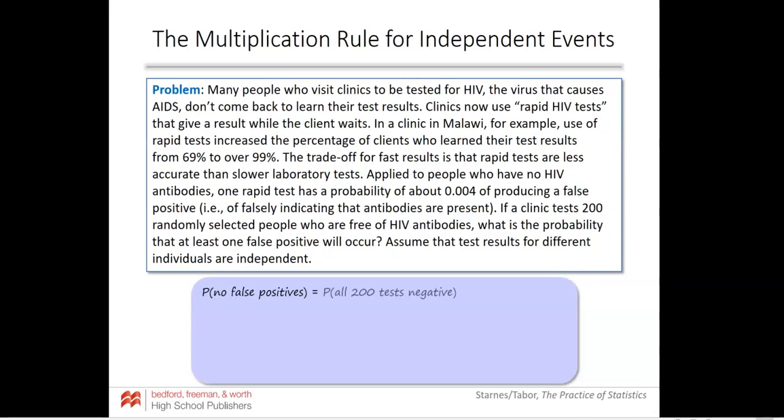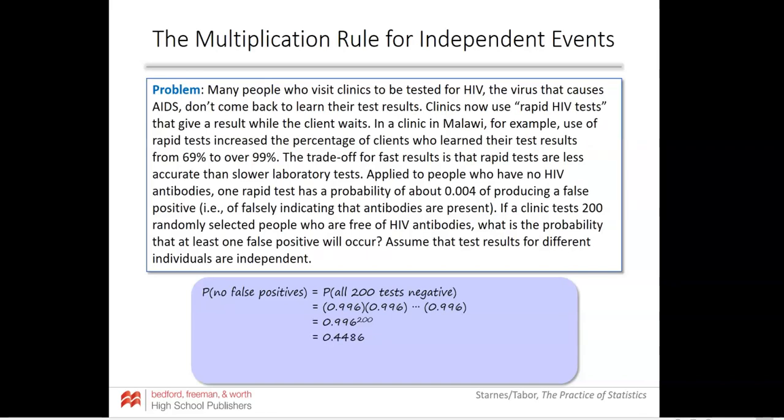So the probability of no false positives would be, so that's saying that you get no false positives. If there's a 0.004 chance of being a false positive, the chance of no false positive for all 200 tests is 0.996 to the 200th power, which is evidently, if you type in your calculator, 0.4486.